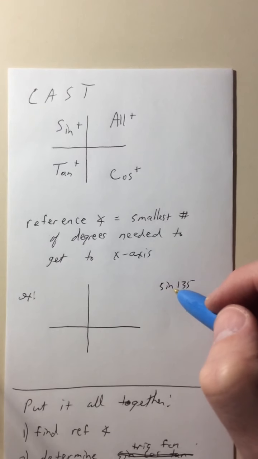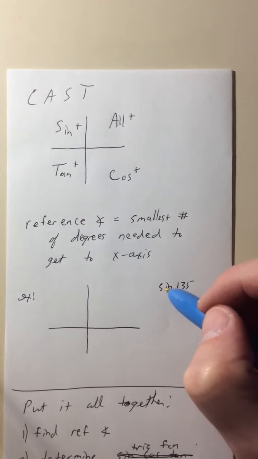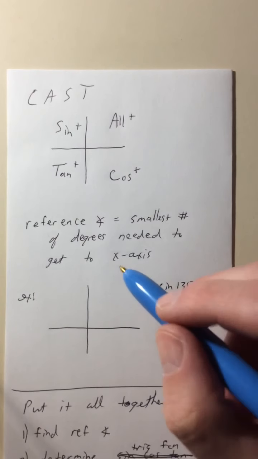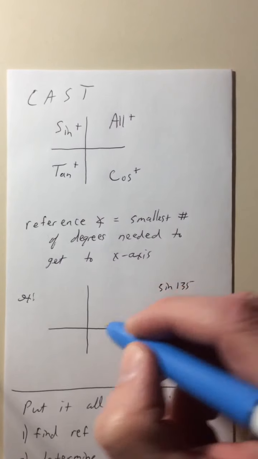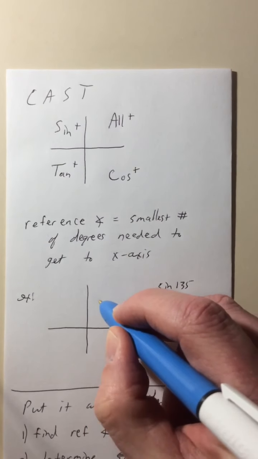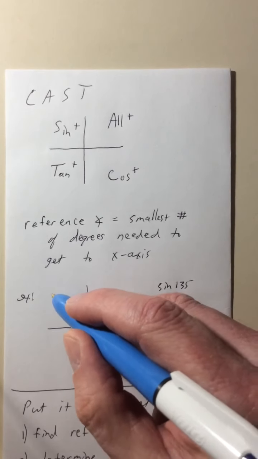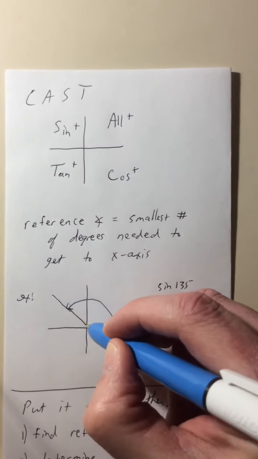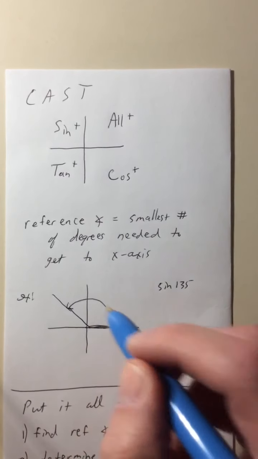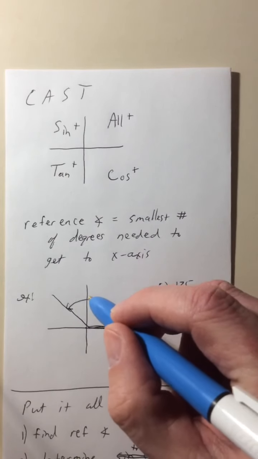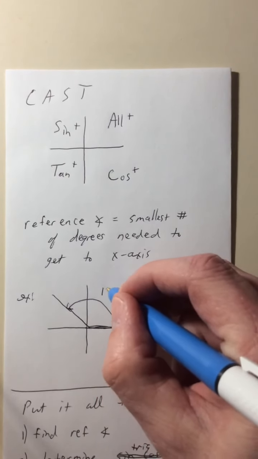So let's do one example right here. The sine of 135 degrees. Not that sine or cosine or tangent really matters, because we're only talking about the angle part. So 135 degrees means we start right here, and we rotate around in this direction, because this is a positive direction. And there is 135 degrees right there. So that's our angle. And I know that's 135 because I did 90 to here, and 45 more to here makes 135.